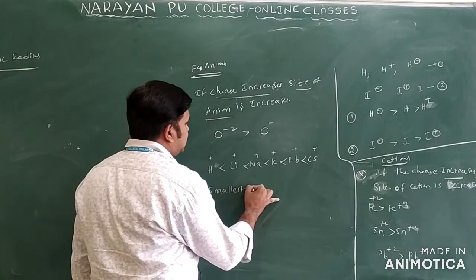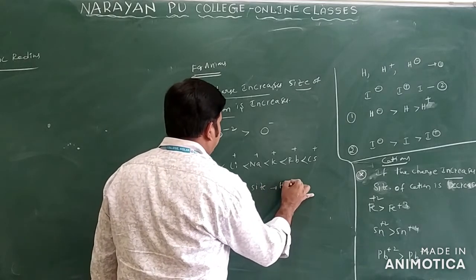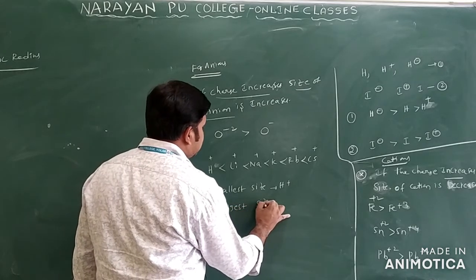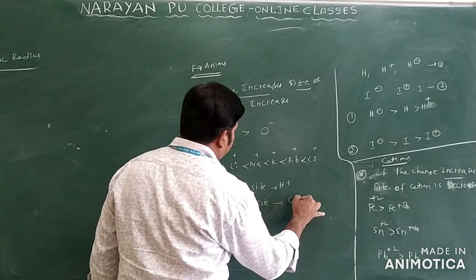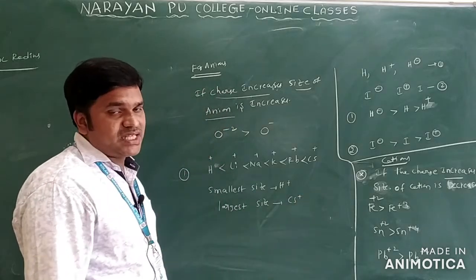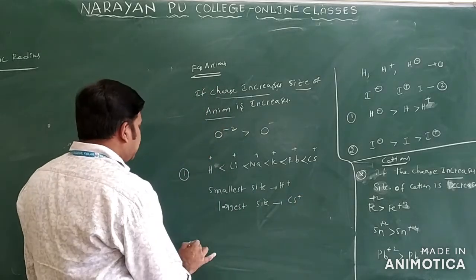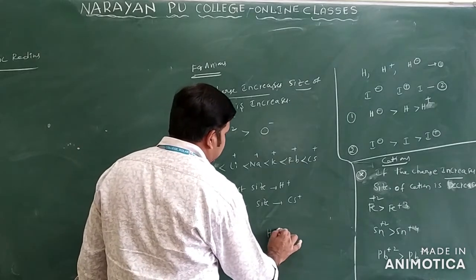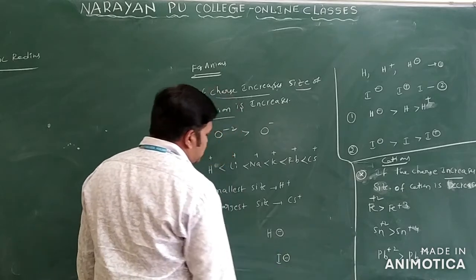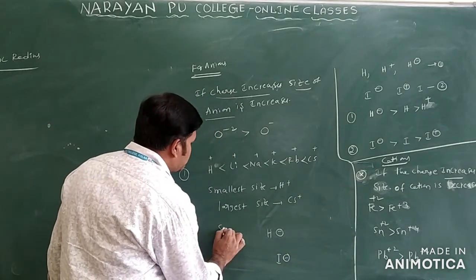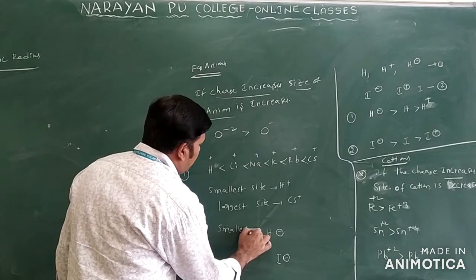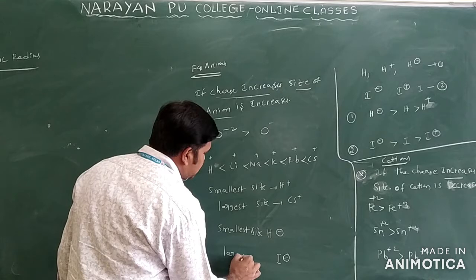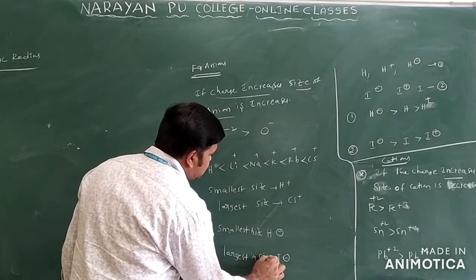The smallest size is H plus only. And from the largest size, suppose you are taking, that is Cs plus only. This is for cations only. If we take the anions generally, we have H minus and I minus. H minus here is the smallest in size. I minus is the largest in size only.